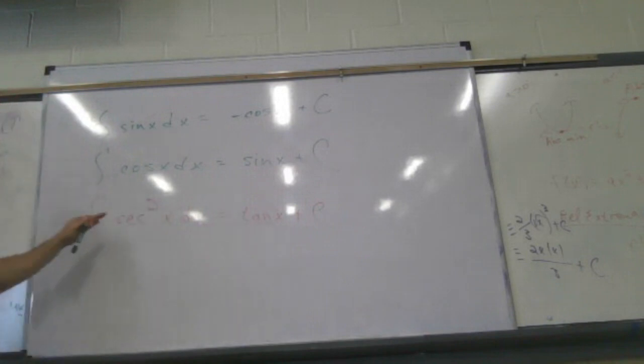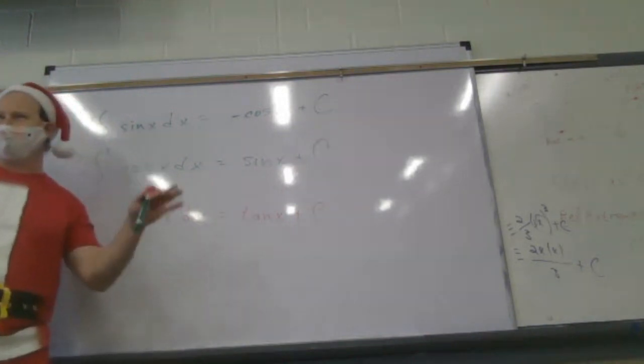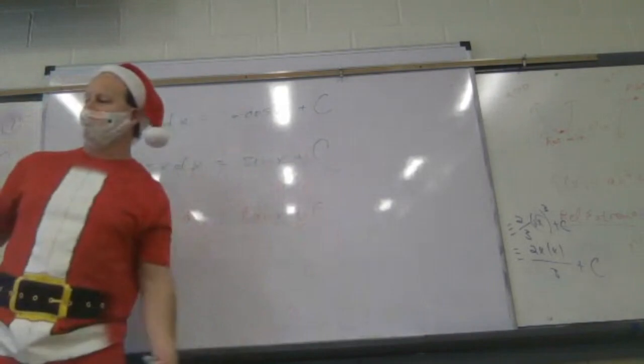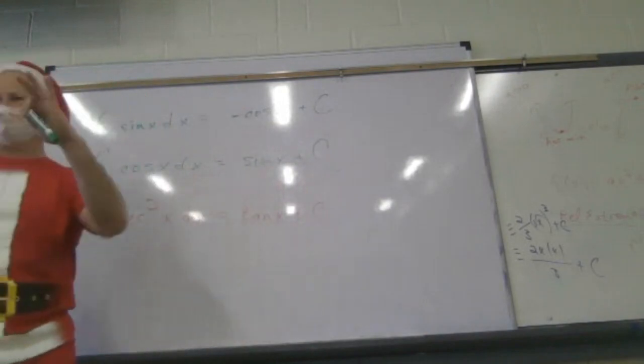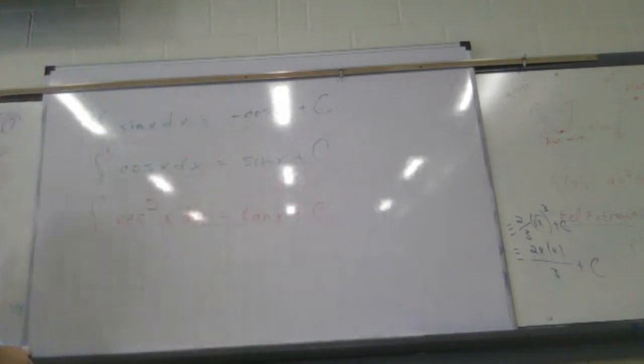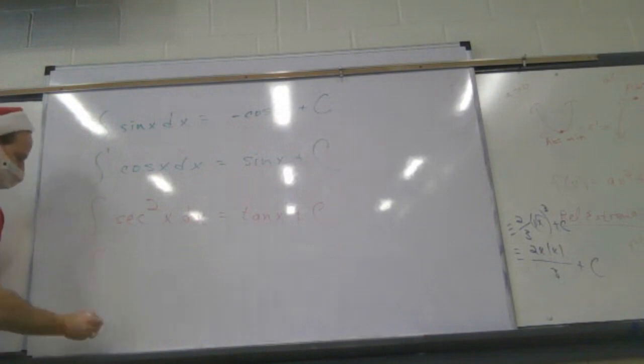Now that's not just secant. If I said the antiderivative of secant x with respect to x, there is an answer for that, but we don't have it yet. It's actually in the front and back flaps of your book. Have all kinds of different antiderivative formulas. But anyway, what else do we know?